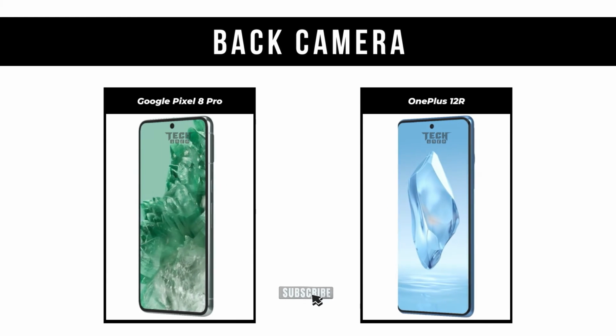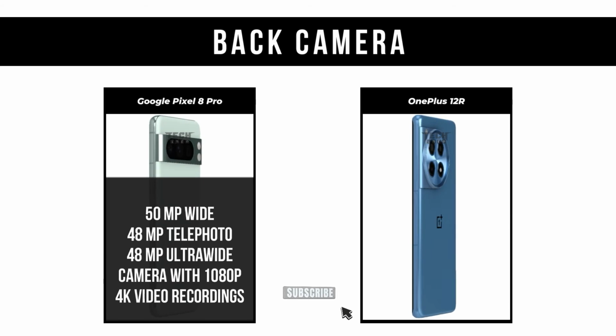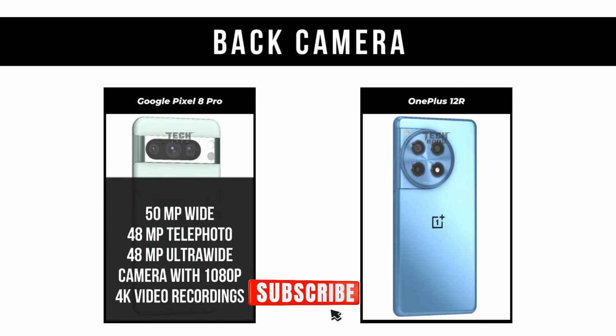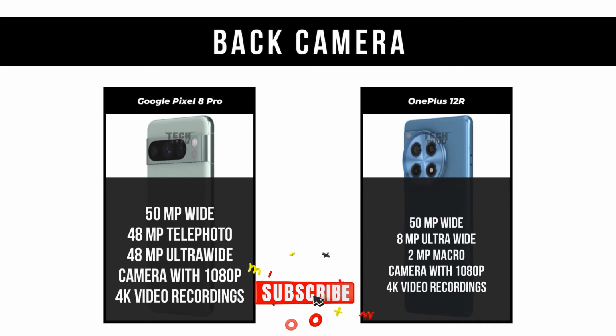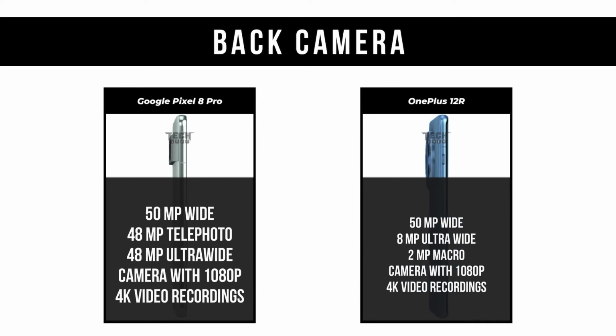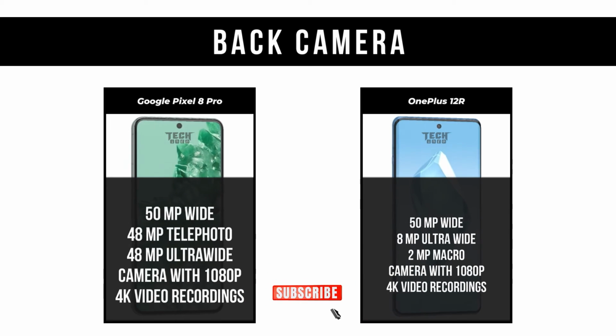Back camera. Google Pixel 8 Pro is 50 MP wide, 48 MP telephoto, and 48 MP ultra-wide camera, with 1080p and 4K video recordings. OnePlus 12R is 50 MP wide, 8 MP ultra-wide, and 2 MP macro camera, with 1080p and 4K video recordings.